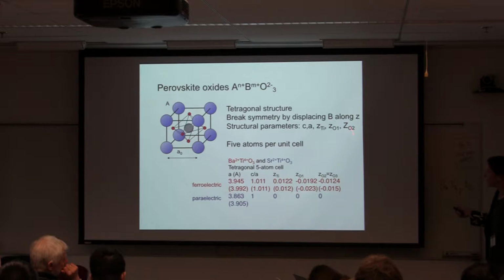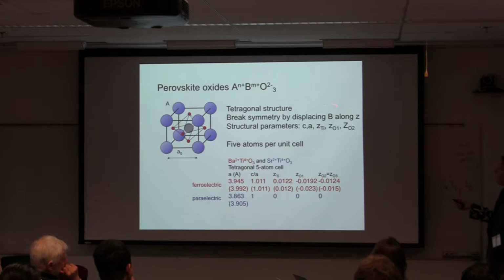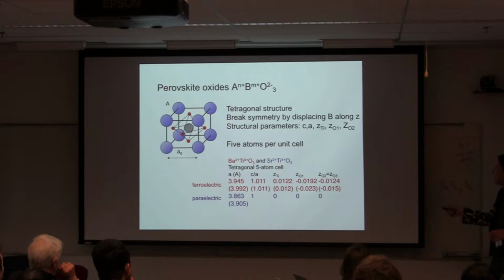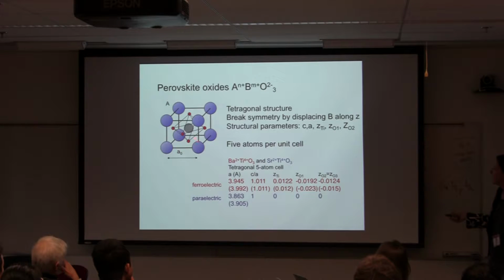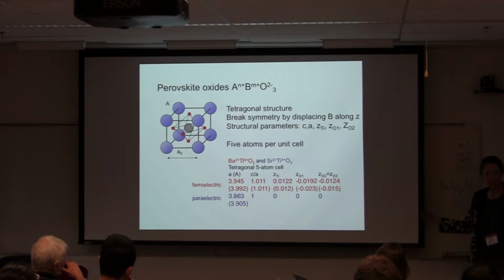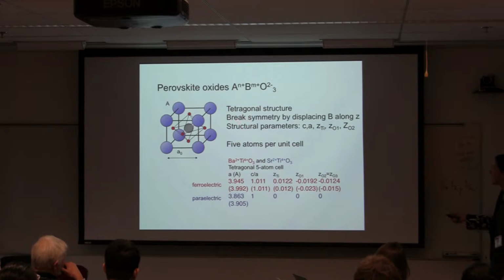So just to give a classic example of structure prediction in a fairly interesting system, we have the perovskite oxides. This I don't have to explain, right? Everyone's good there. And if I'm interested in, say, barium titanate and strontium titanate, I'm going to do the calculations to predict the structure for barium titanate and strontium titanate, looking at this structure type.